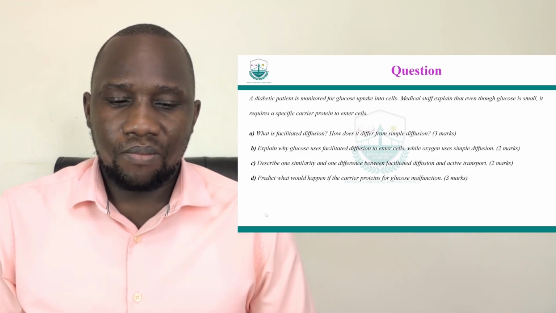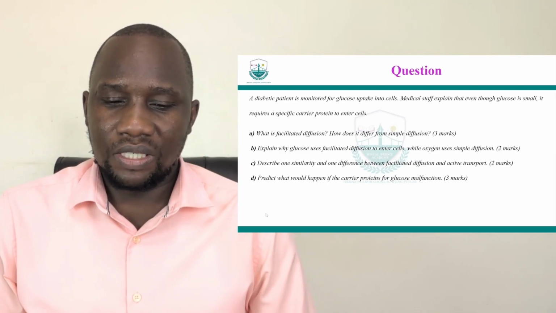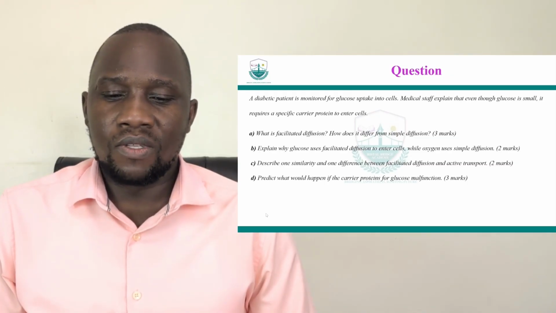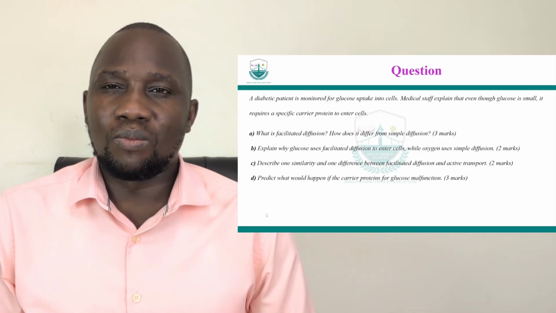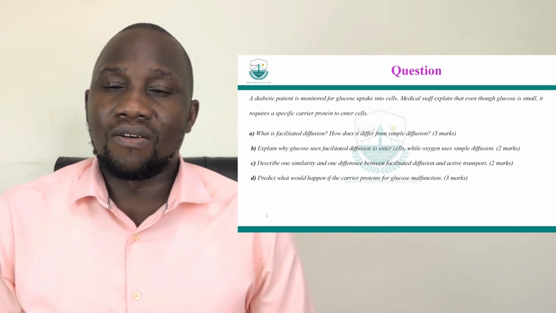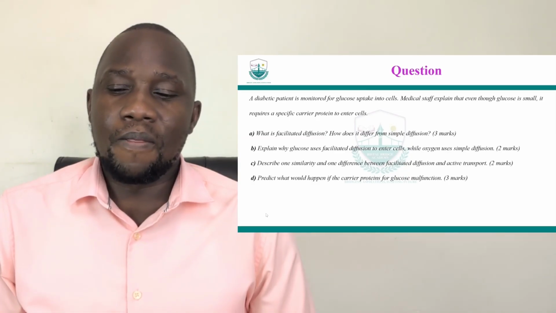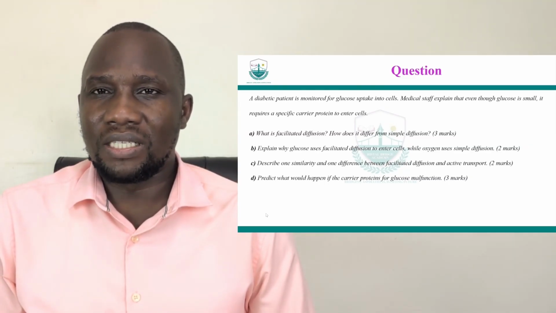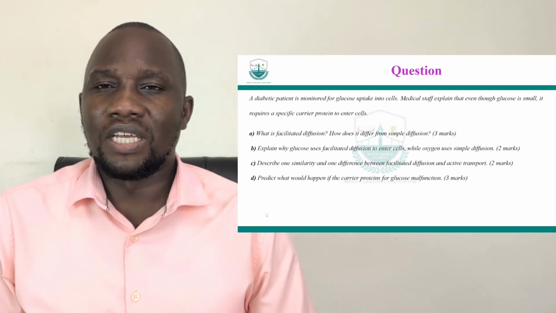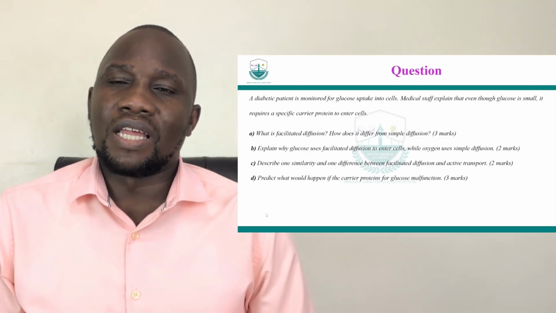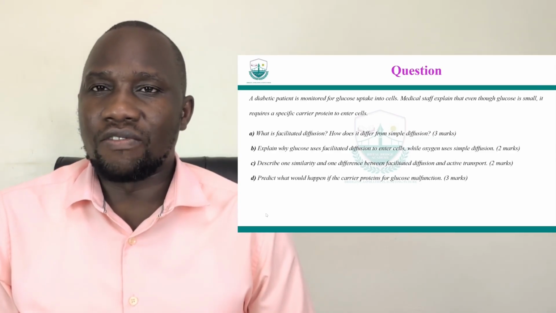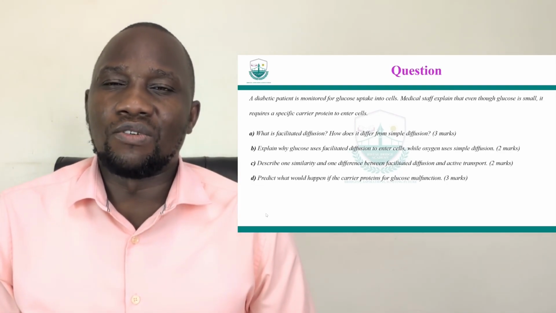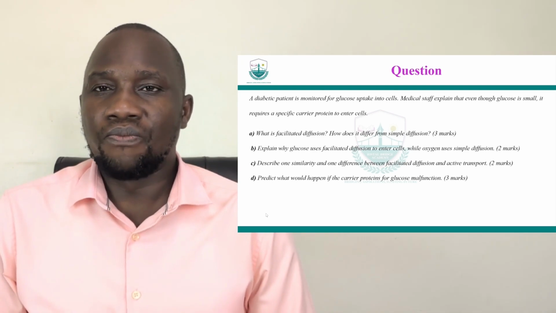And then the other point is about explaining why glucose uses facilitated diffusion to enter into the cells, while oxygen uses simple diffusion. It's basically because you have glucose transporters in cell membranes of certain cells. But for oxygen, we don't have special transporters or special oxygen carrier molecules such that they can use facilitated diffusion. So oxygen basically just enters the cells through simple diffusion because of lack of those carrier proteins for oxygen.